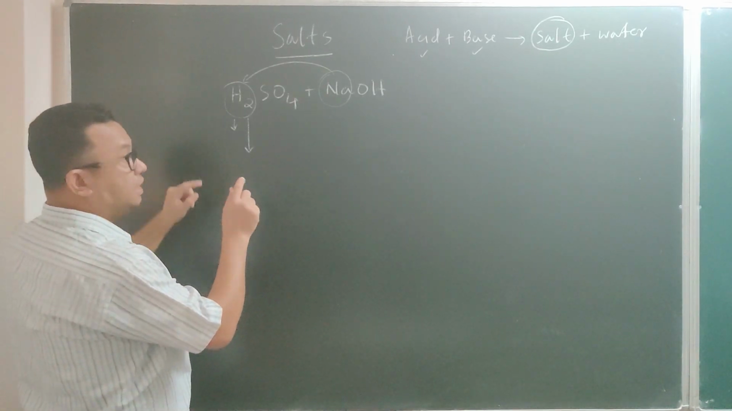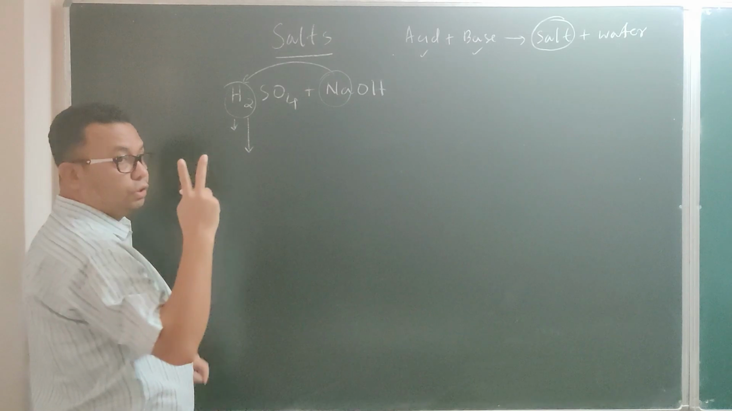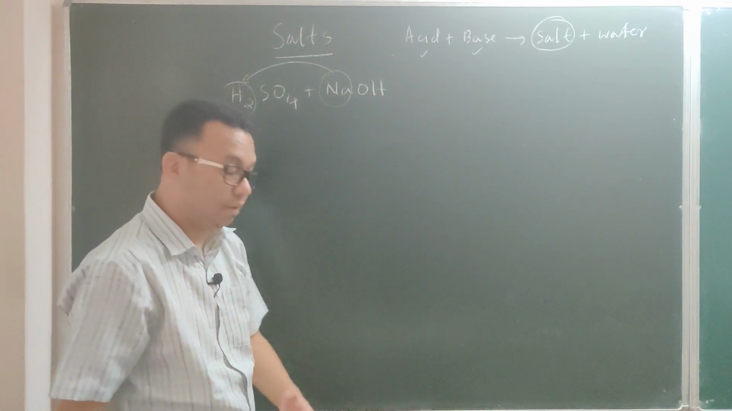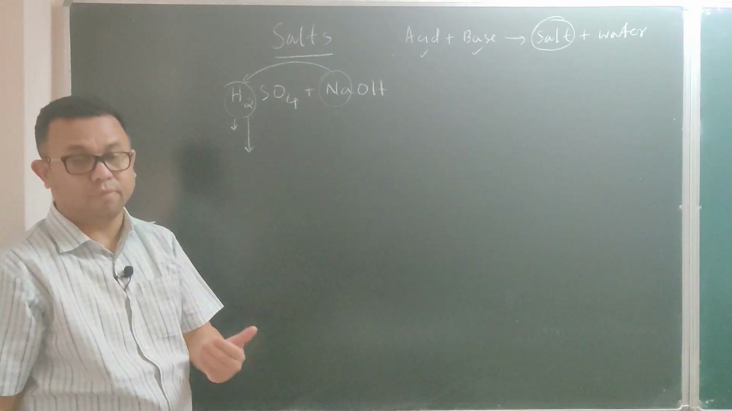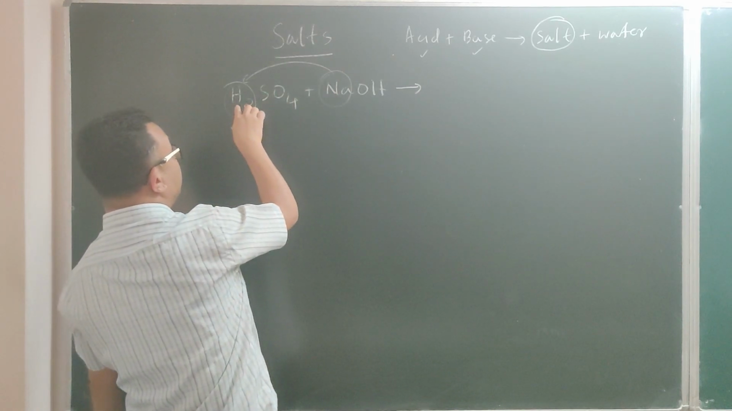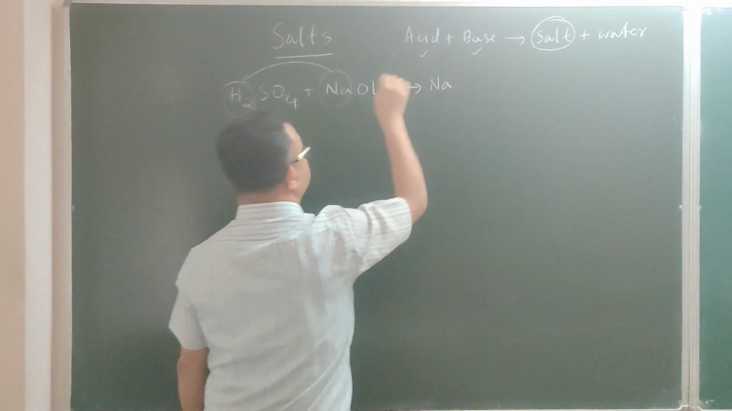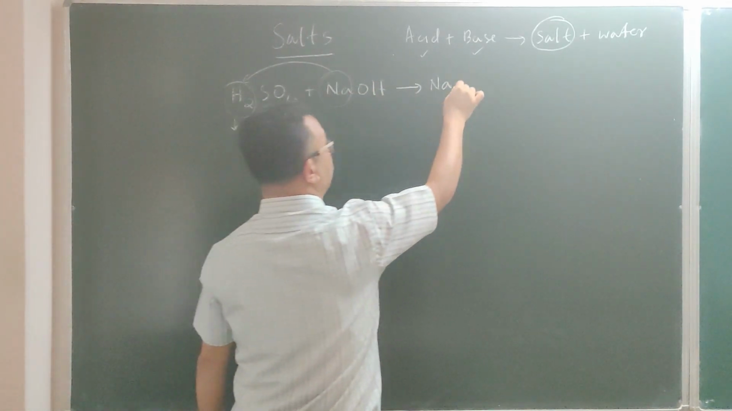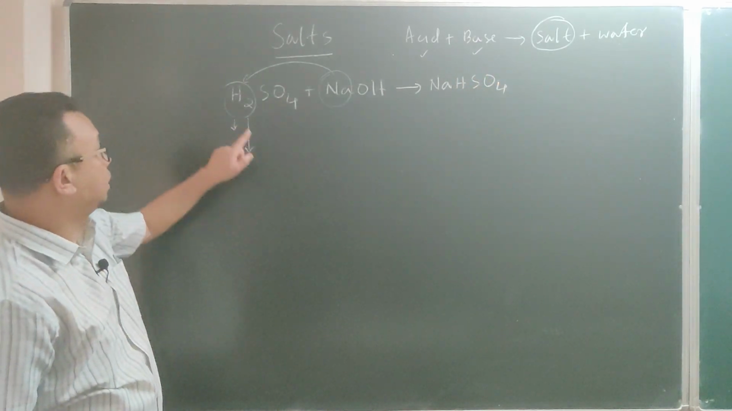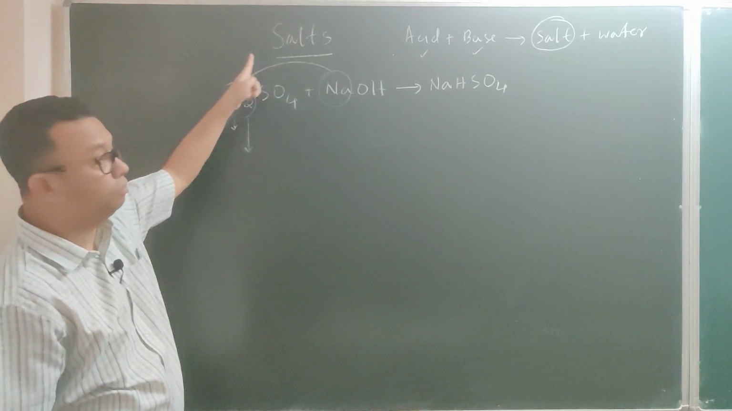Okay, now see, let me replace it partially. How many hydrogen do you see? 2. Out of 2 hydrogen, let me replace only 1. That is why I use the word partially. Partially means only half of the hydrogen is replaced. Here sodium is going to replace that hydrogen, so it will form Na, but since I replaced it partially, out of 2 hydrogen, only 1 hydrogen is left. Here it is, sodium bisulfate. So 1 hydrogen has been replaced with sodium.